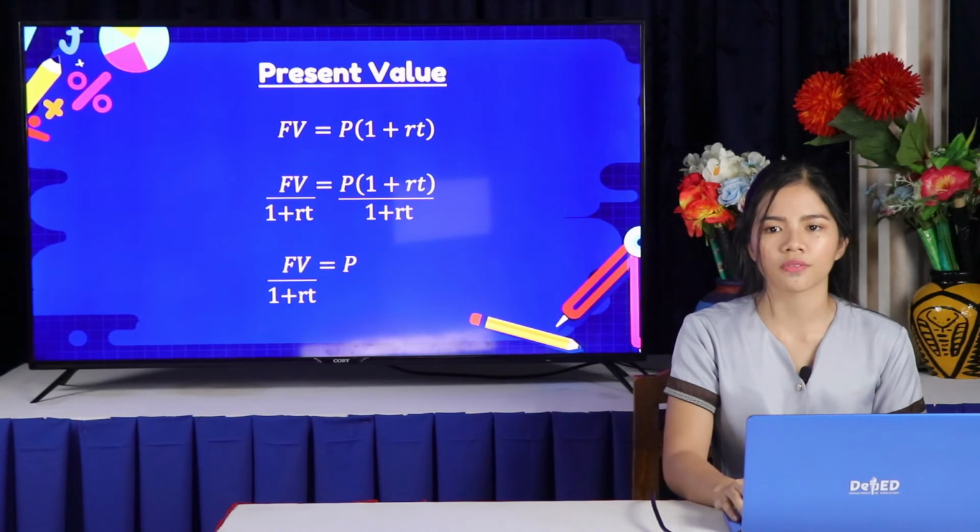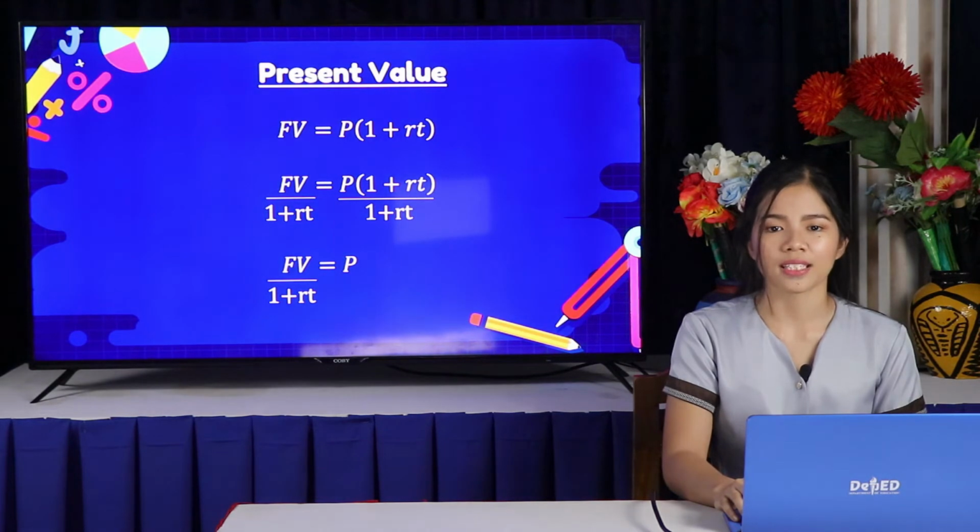To calculate the present value, recall that the future value formula is FV is equal to P times 1 plus RT. If we divide both sides of this formula by 1 plus RT, the left-hand side becomes FV over 1 plus RT is equal to P. This is the present value formula.